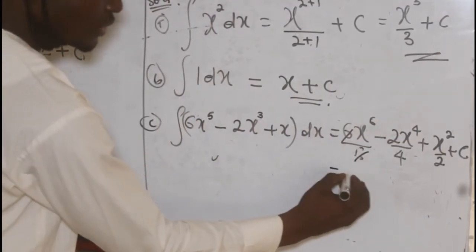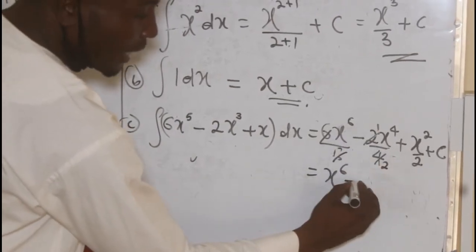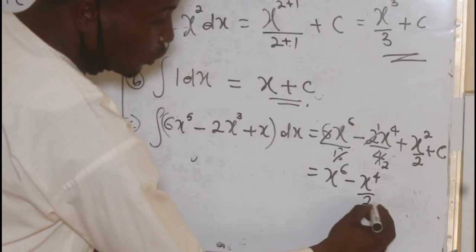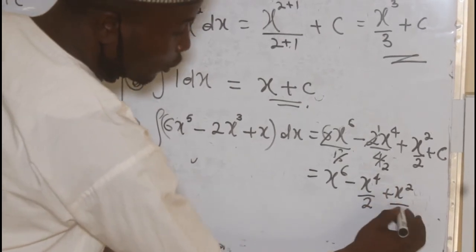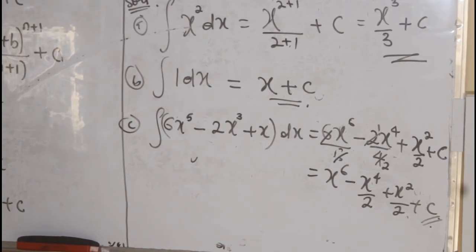This can go with this, right? So you have x raised to the power of 6, minus x raised to the power of 4 over 2, plus x raised to the power of 2 over 2, plus a constant. I hope it's clear. Any problem?